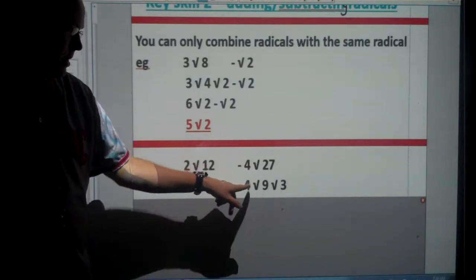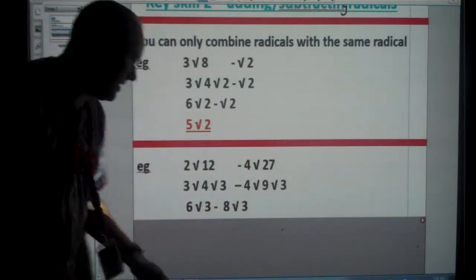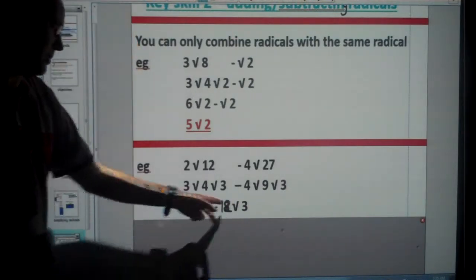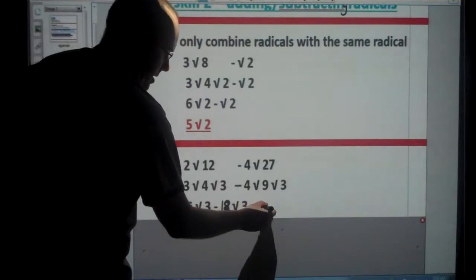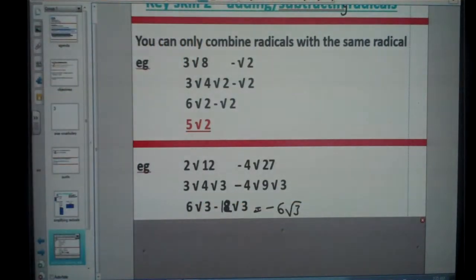Square root of 9 is 3, times 4 is 12. And it looks like I got a little mistake there in my notes, so I'm going to quickly change that to 12. And then 6 radical 3, take away 12 radical 3, should be negative 6 radical 3.